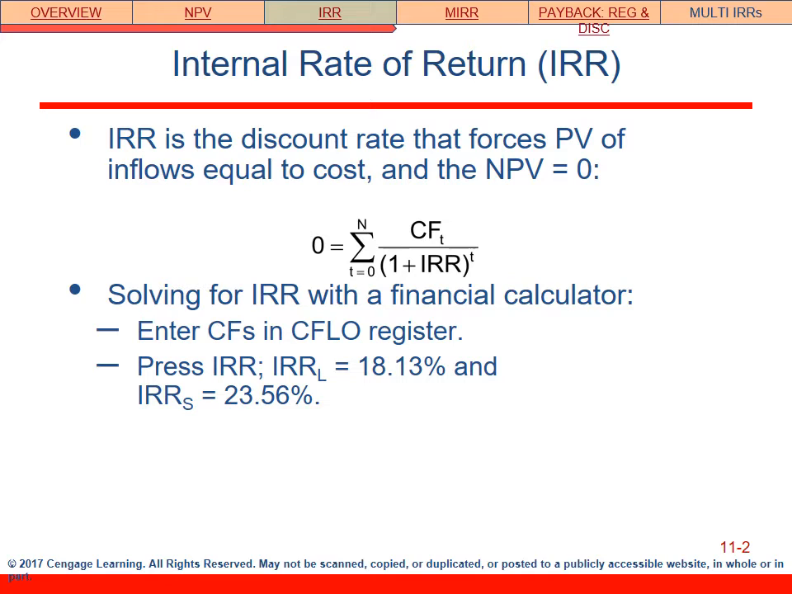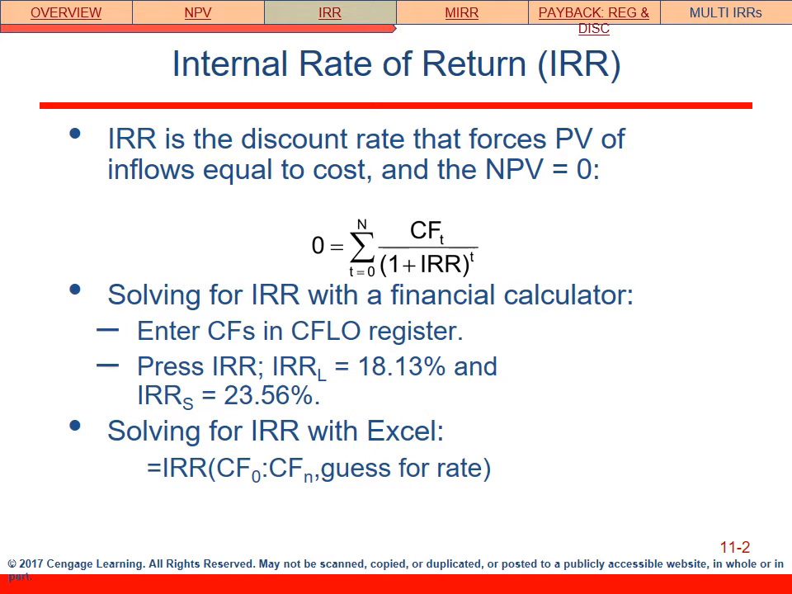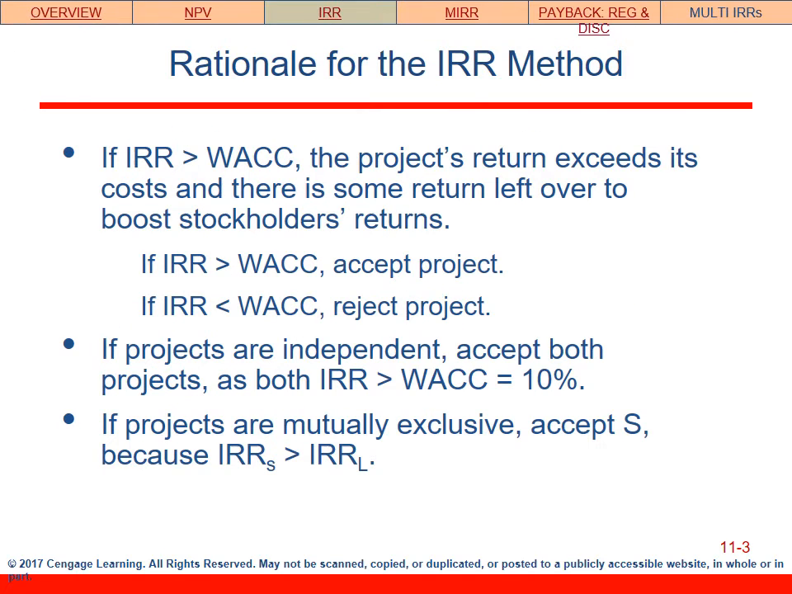For our two projects, Project L has an internal rate of return of 18.13%, and the internal rate of return of Project S is 23.56%. We can also solve for internal rate of return using Excel, in that Excel has an internal rate of return function built in.